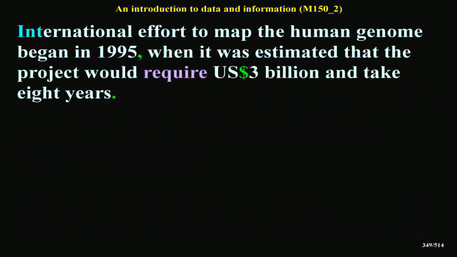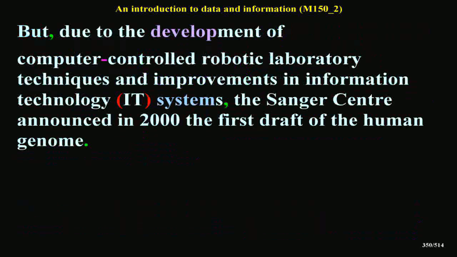The international effort to map the human genome began in 1995, when it was estimated that the project would require $3 billion and take 8 years. But, due to the development of computer-controlled robotic laboratory techniques and improvements in information technology (IT) systems, the Sanger Center announced in 2000 the first draft of the human genome.